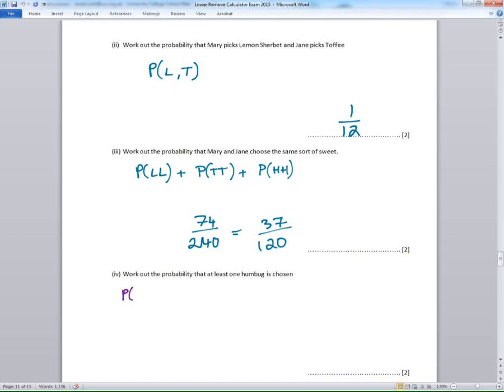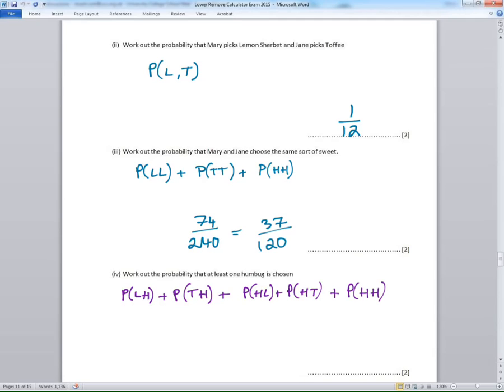So to get one humbug, we might have got a lemon sherbet first, then a humbug, or a toffee first, then a humbug. Maybe we got a humbug first and then a lemon sherbet, perhaps a humbug and a toffee, and finally we might have got both of them being humbugs.